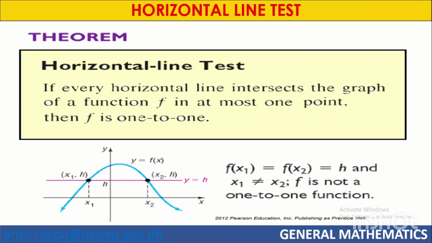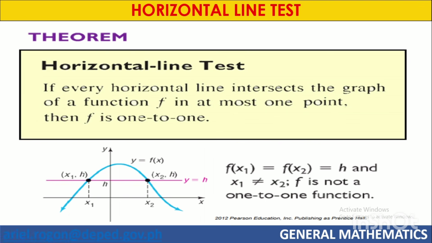Pag given naman ang graph, we are using horizontal line test. No? Gagamit tayo ng horizontal line test. Ito, yung pink na yan. Gagamitin nyo yan para ma-identify natin na ang graph natin is a one-to-one function. So, if every horizontal line intersects the graph of a function in at most one point. So, kailangan isang point lang talaga. So, kapag more than one point, hindi na siya one-to-one. Halimbawa na nito. So, ito, dalawang point yung dinaanan ng horizontal line. So, ibig sabihin, hindi yan one-to-one function.